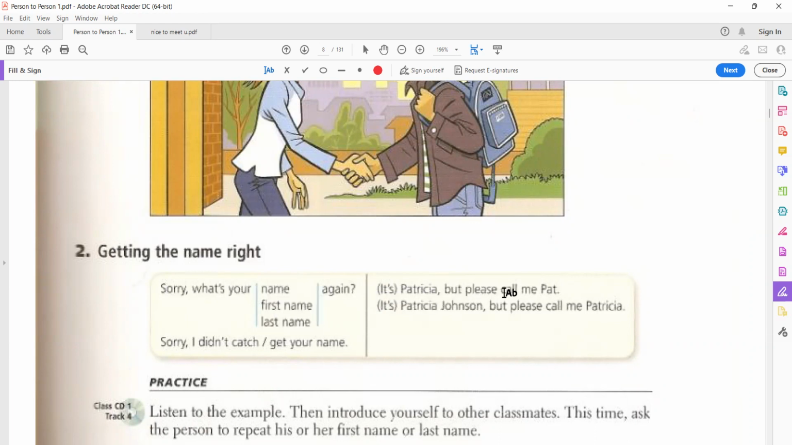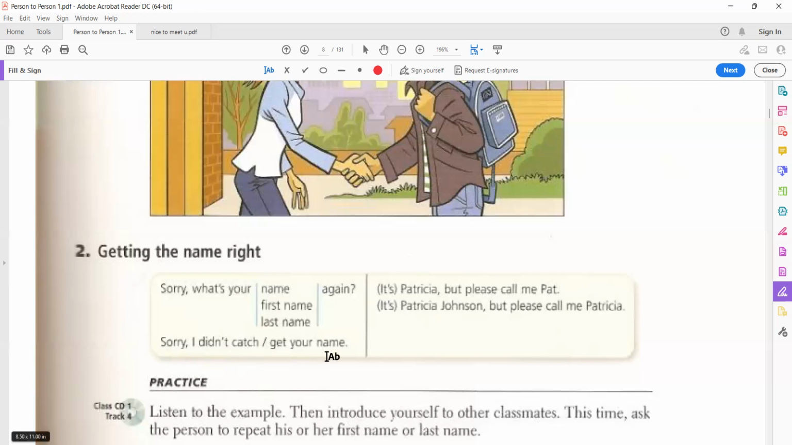Okay, and here she said, it's Patricia, but please call me Pat. So her name is Patricia, but she asked him to call her Pat. Okay, he doesn't have to say Patricia. He can just say, how are you, Pat? For example, he calls her Pat. It's a short form of the name.